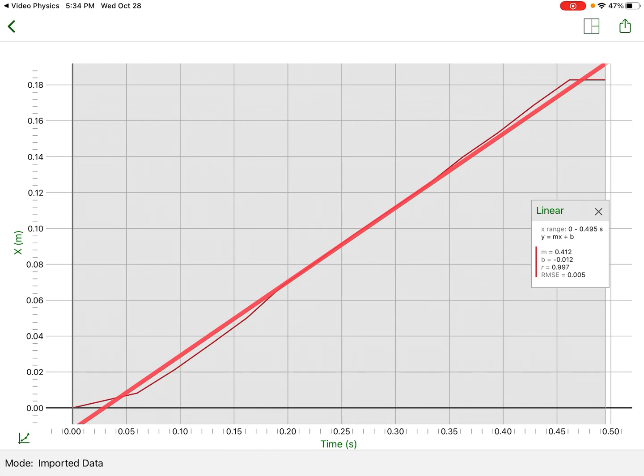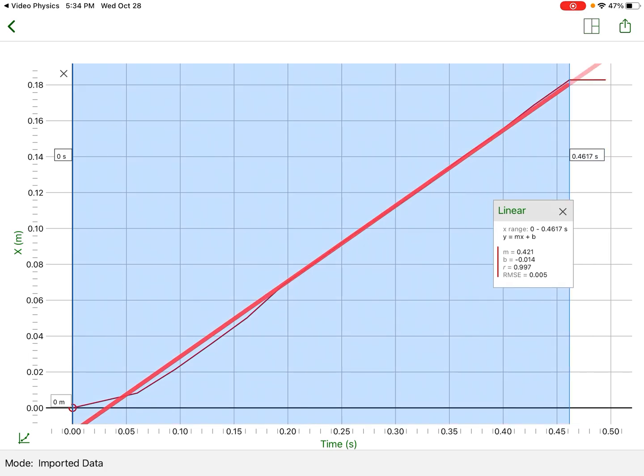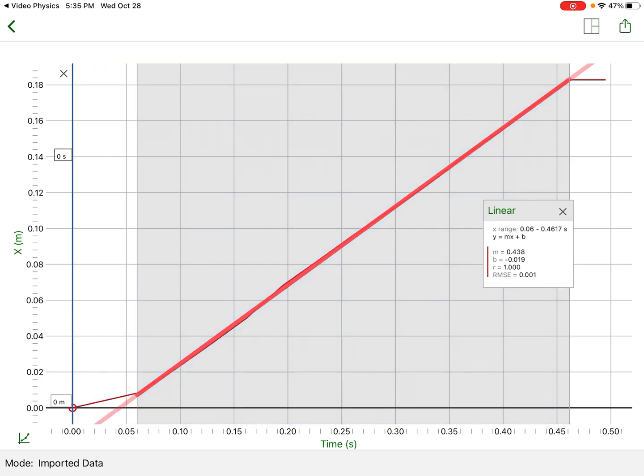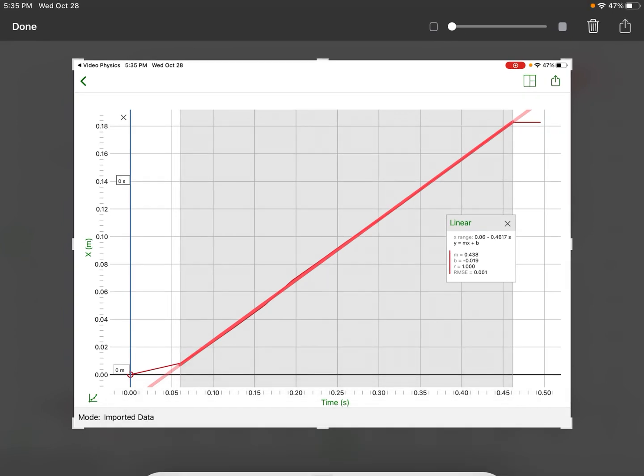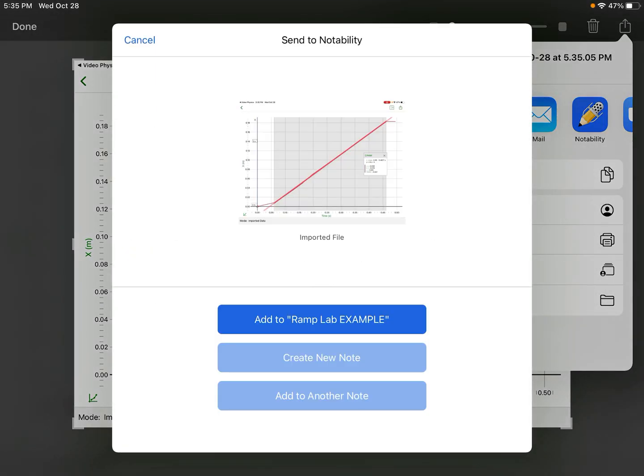Now, I might decide that some of this data isn't what I want to use. In that case, I can change my range. Remember, range are the possible X values. And there I've got a really, really nice fit. Okay, I'm going to take a screenshot of this, and I'm going to put it into Notability.